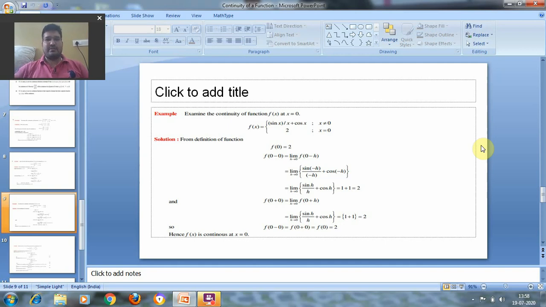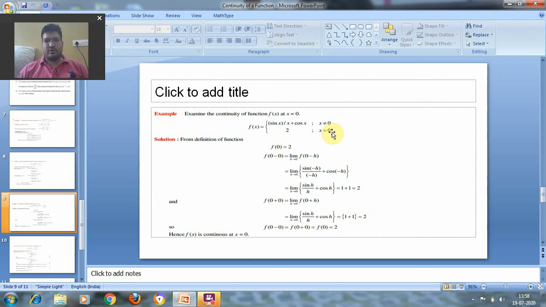Next question: examine the continuity of the function f(x) at x equal to 0, where f(x) is equal to sin x upon x plus cos x when x is not equal to 0, and f(x) is equal to 2 when x is equal to 0. See, we can redefine this function as f(x) is equal to sin x upon x plus cos x when x greater than 0, f(x) is equal to sin x upon x plus cos x when x less than 0, and f(x) is equal to 2 when x is equal to 0.